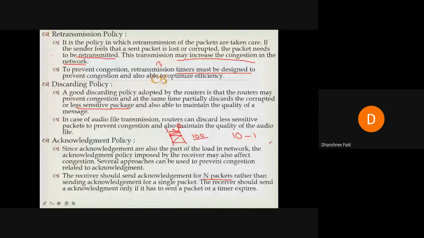I got one answer: send one data packet at a time with the acknowledgement. Yeah, it is okay. So this is the acknowledgement policy. Have you understood? Yeah, okay.